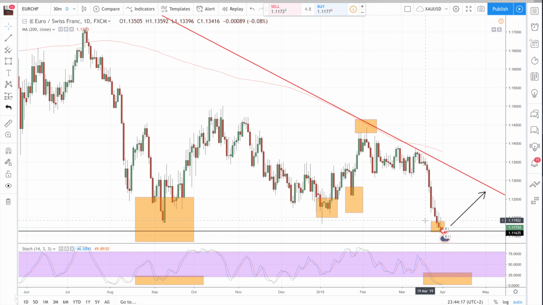Basically, the weekly is telling us it's going to go up. Now, at the daily, we can see that we have a bearish trend. The stochastic is correlated with the support. And this is a very strong information, a very strong information.